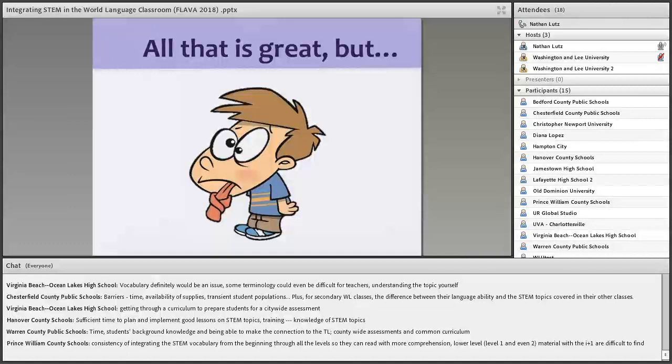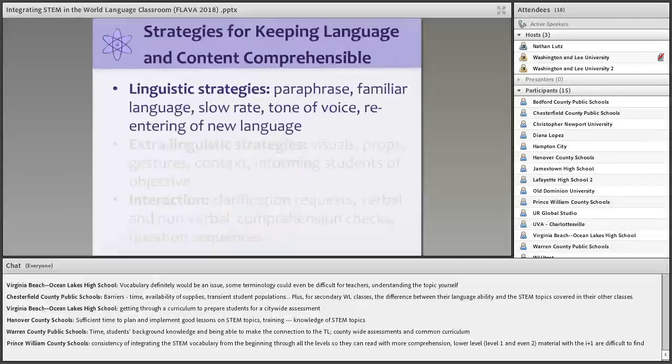Do you have time to plan and implement? Yes, yes, yes. Time is always people's big, big concern. Students' background knowledge and being able to make the connection to the target language. Yeah, another person mentioning the assessments. Okay, great, great responses there. And yes, these are all great, valid challenges that we all face.